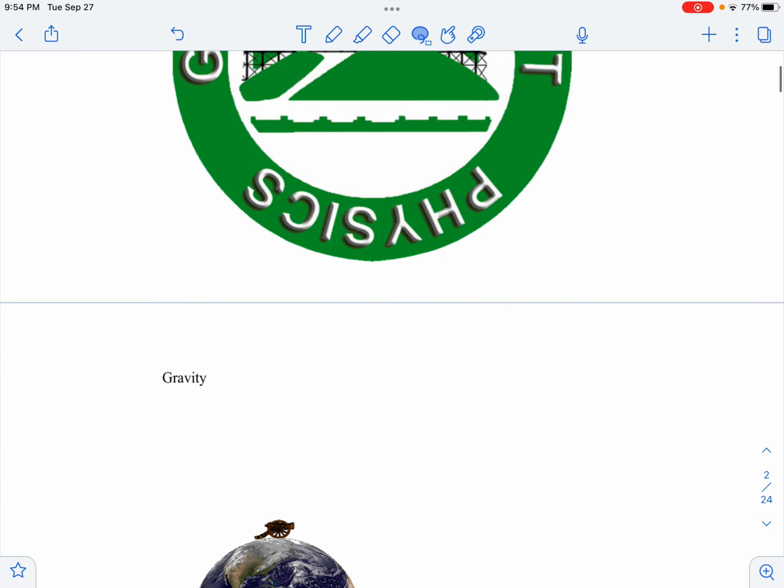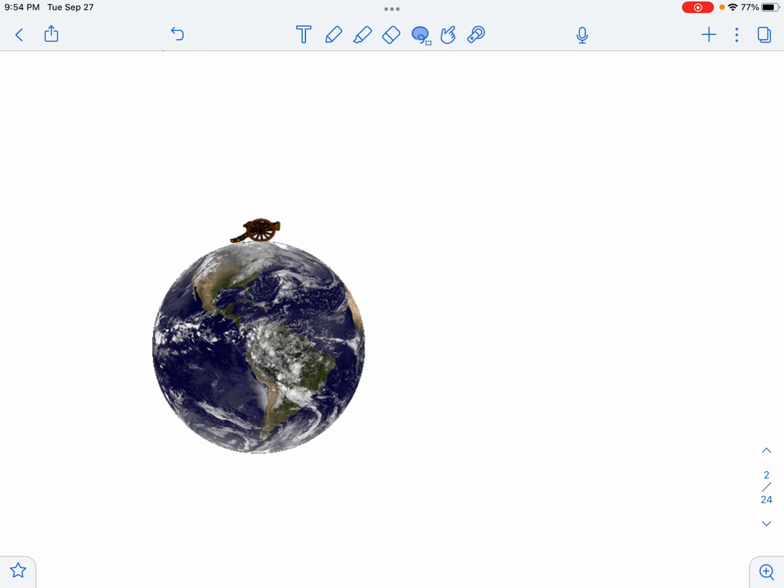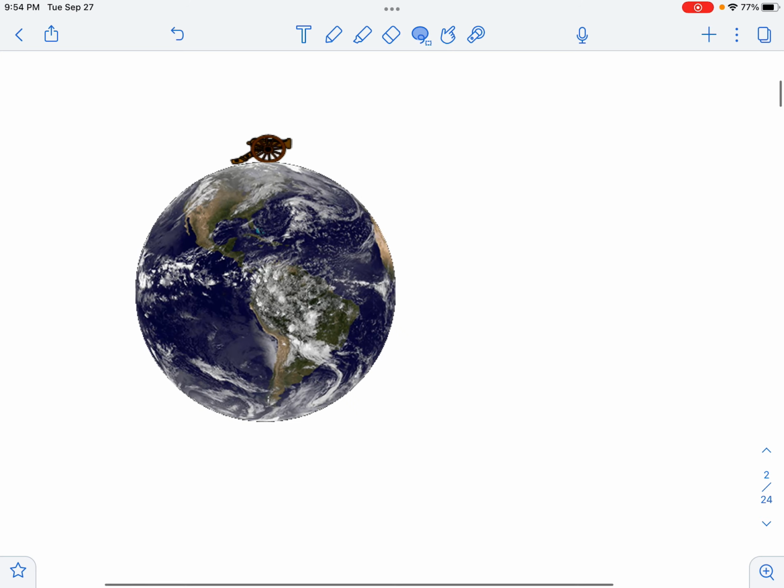So Newtonian gravity starts with Newton and Newton's famous thought experiment. So it goes like this. He says, let's take a cannon and put it on the Earth, not to scale. If we were to fire a cannonball, it would follow the arc of a parabola and crash into the ground. Well, Newton says, what if we could fire it fast enough to where the curvature of the Earth would start to come into play?